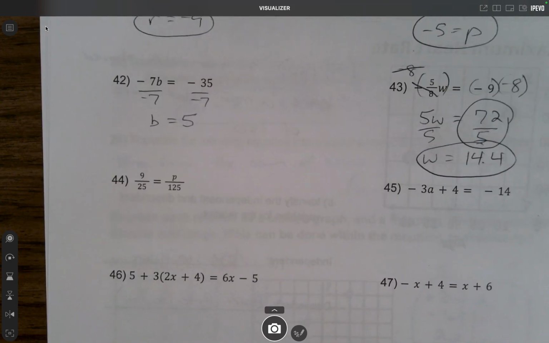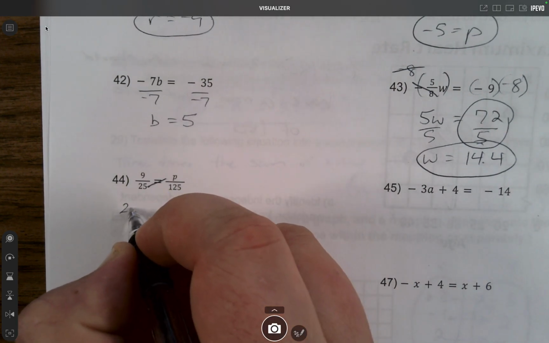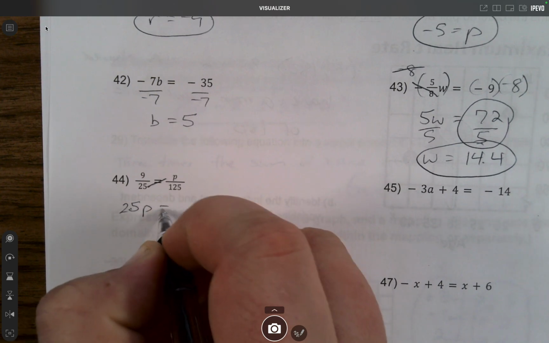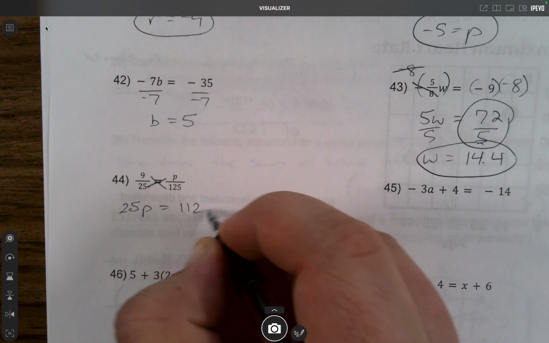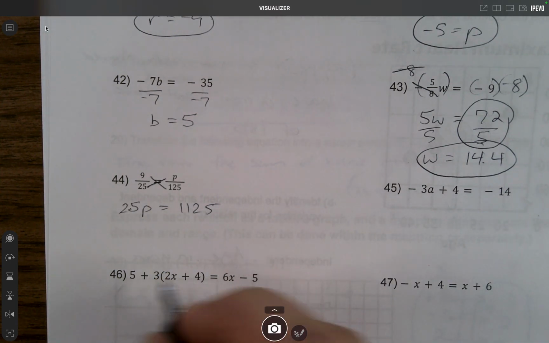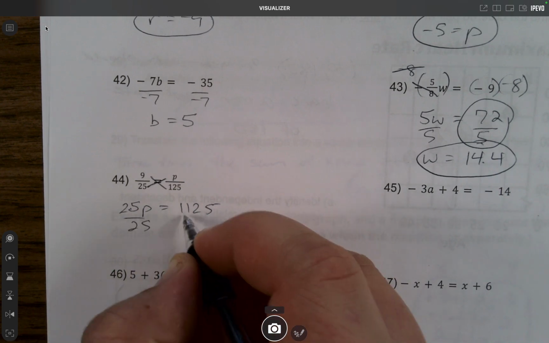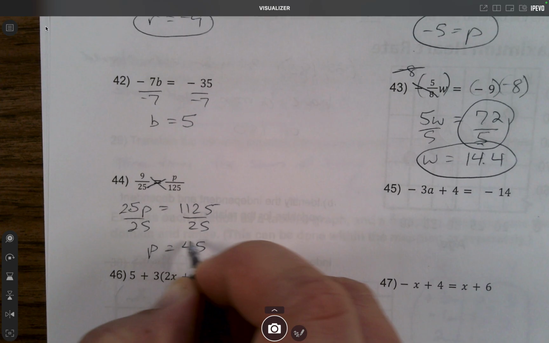On 44, we've got a fraction equal to a fraction. What's easiest when we do that is to cross multiply. So 25 times p equals 9 times 125, which is 1125. We then divide both sides by 25. We get p equals 45.